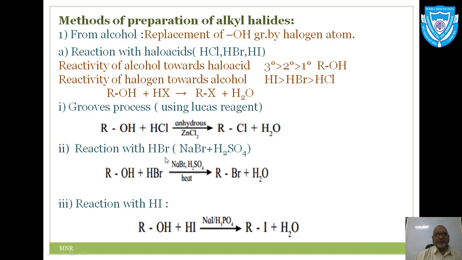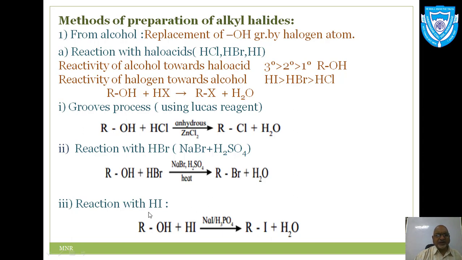Now for hydrogen bromide, we require sodium bromide and sulfuric acid as a catalyst, and this is carried out by heating. When sodium bromide and sulfuric acid are heated, we get HBr, and this HBr, when treated with alcohol, gives us a substituted product, that is alkyl bromide. As we have seen in the earlier reaction, where Cl was substituting OH, similarly this Br is substituting the hydroxyl group and we get alkyl bromide, and the byproduct is water.